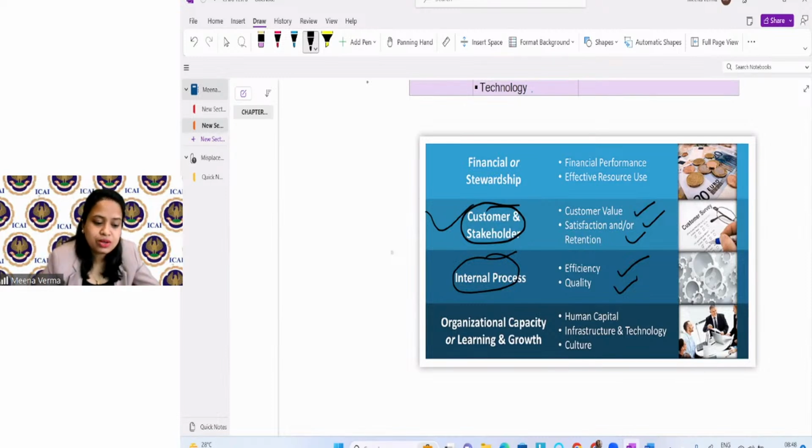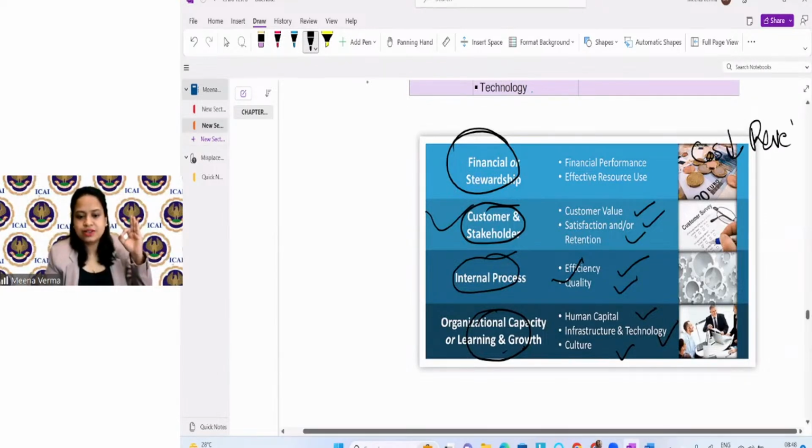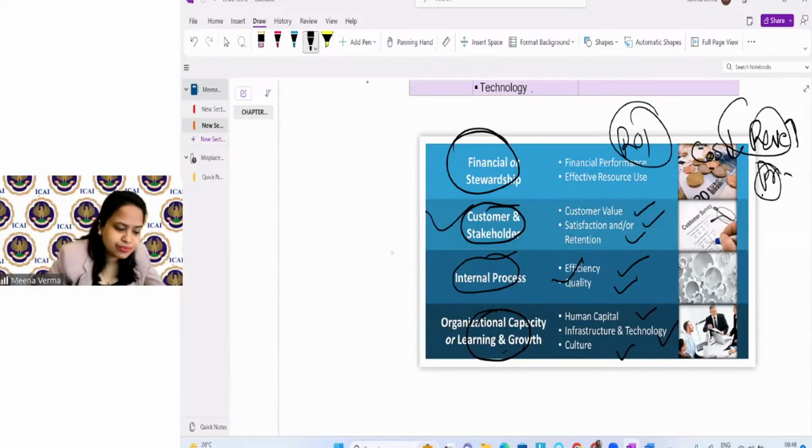Then internal process improvement. Then employee satisfaction, learning and growth of whom? Employees. HR department, right? Human capital. Humans are capital for the company. Has it improved or not? What is the working culture in the company for the employees? Okay? And the IT structure you have provided to the employees, you will see it here. Then financial goal: whether you have achieved your financial goal. Cost has reduced, revenue has increased, profit has increased, return on investment has increased or not. You will check all these things here. All right.